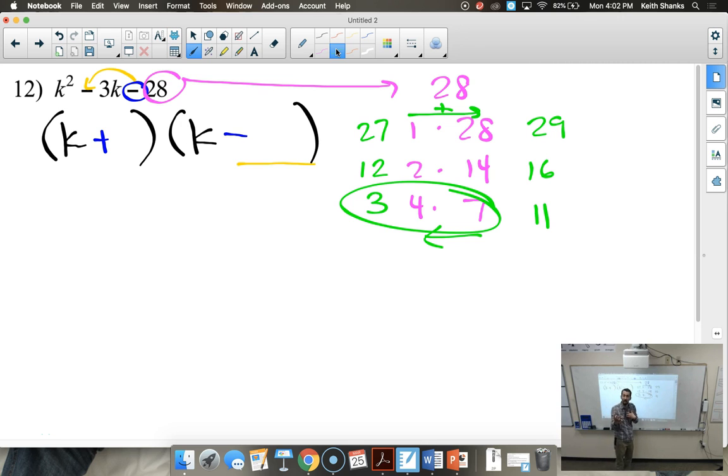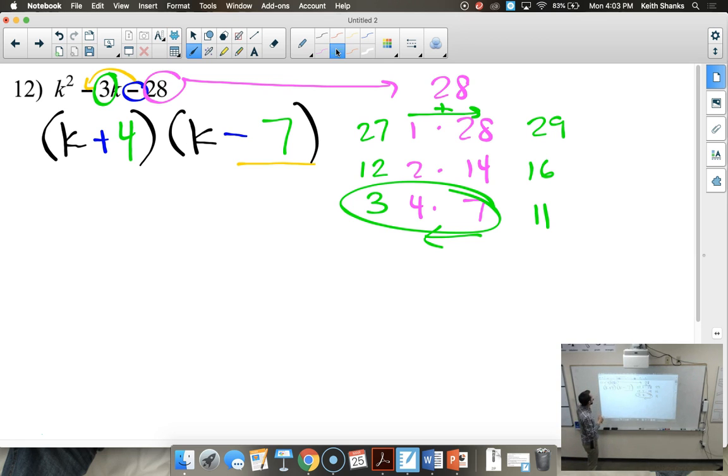Some of you would sit there and do some guess and checking. This is where you could run into some trouble, okay? Which one of those, again, adds or subtracts to the 3? So I got that number there. And so now I plug in my two numbers. The negative should be the bigger of these two numbers, which is the 7. My 4 goes over here. Those are my two answers, okay?